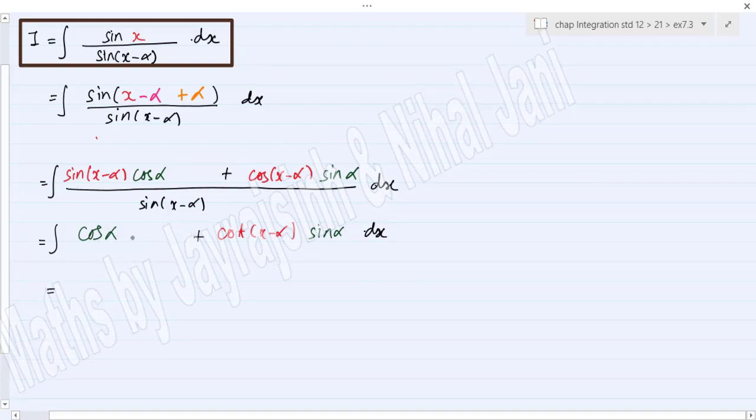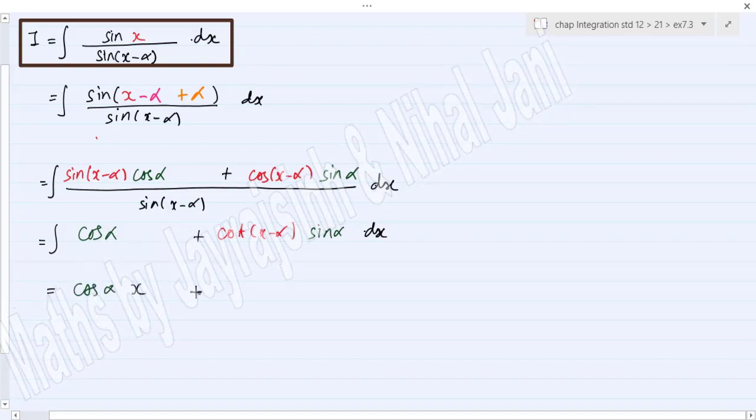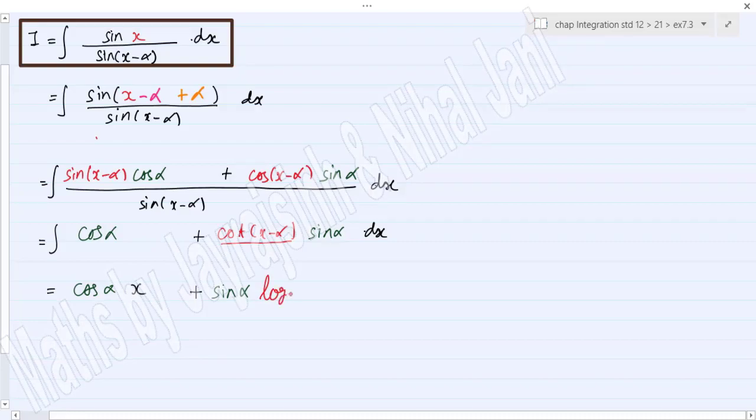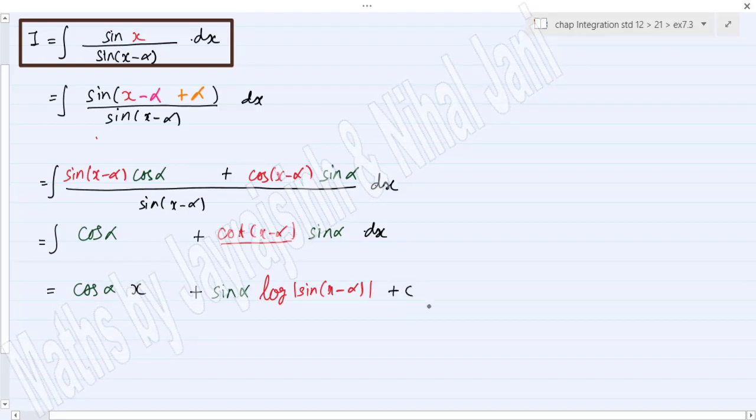Okay. Integration of cos alpha will be cos alpha times x, plus in the second term, sin alpha is constant. We don't have to worry about it. We just have to integrate cot x minus alpha, which is log mod sin x minus alpha, plus c is your final answer. Ta-da!